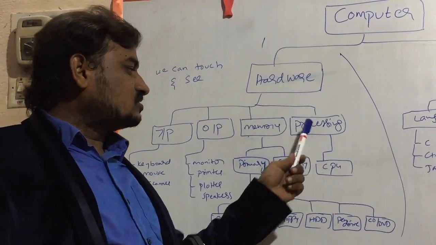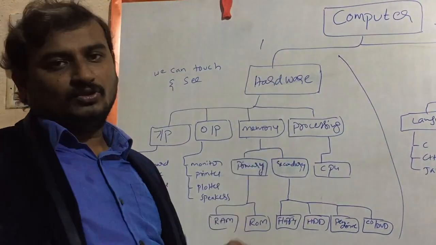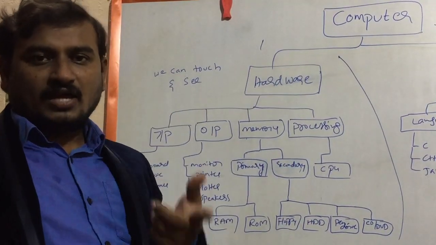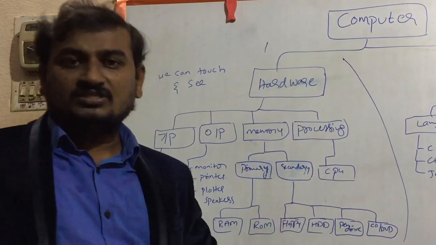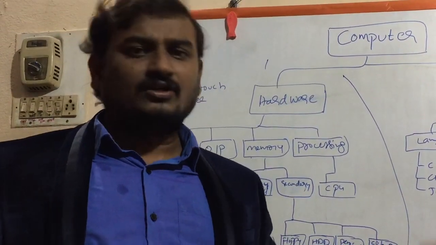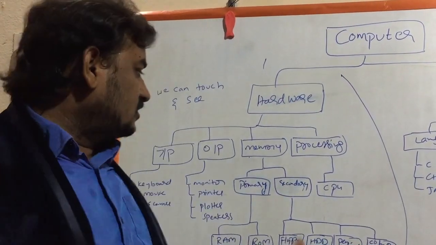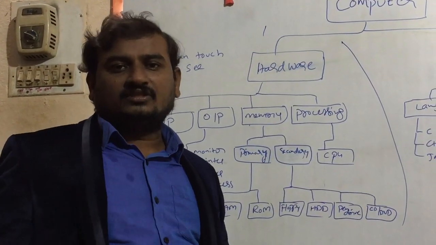And one more is the processing unit. Processing unit is nothing but the brain of the computer. We can also say that we have a processing unit, and we also have a brain. Here it will do all the calculations. It may be the arithmetic or logical unit, whatever. Here the CPU will calculate the things.